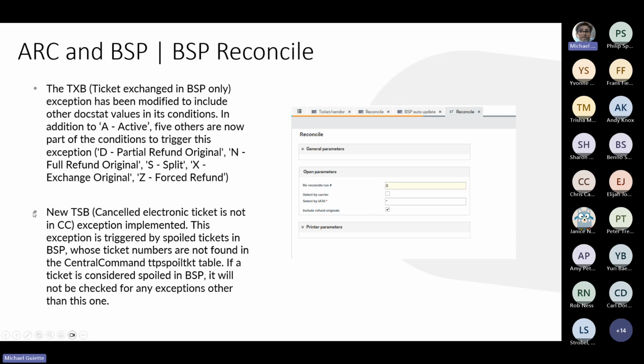This new exception does show up in Central Command so that we can make sure that, because of the new ticket code translation or transaction code from the BSP, they're telling us what tickets have been spoiled, what canceled electronic tickets are in their file. So we can say this way, we know they haven't come over to Central Command.